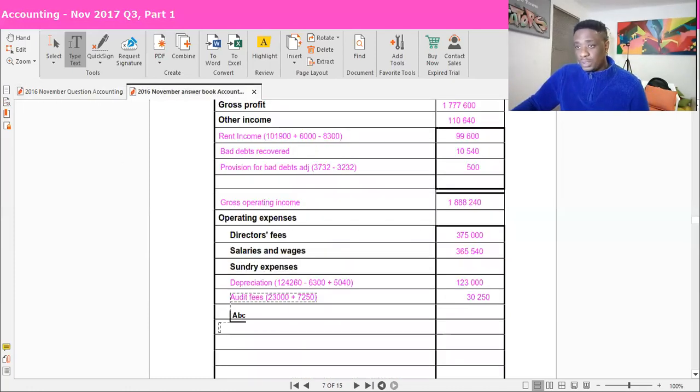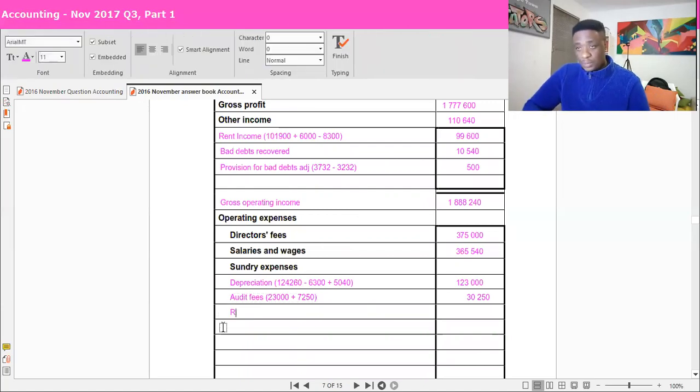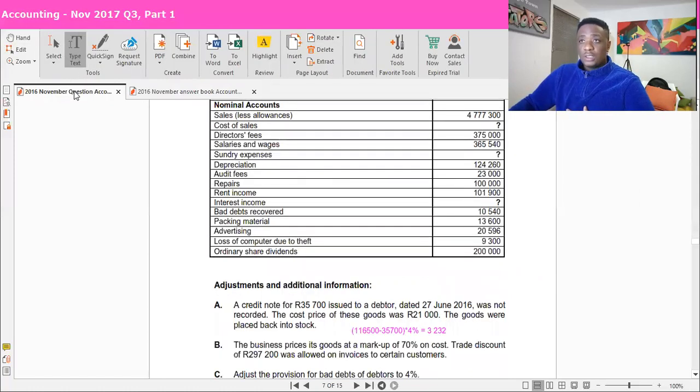So that would be repairs. Repairs would be 100,000, and we'd add 6,000, and then we'd have a total of 106,000 for repairs. All right. And then moving on from repairs, rent income, interest, bad debts recovered, nay, and then we have packing material.